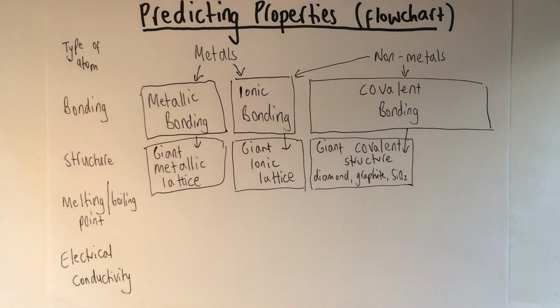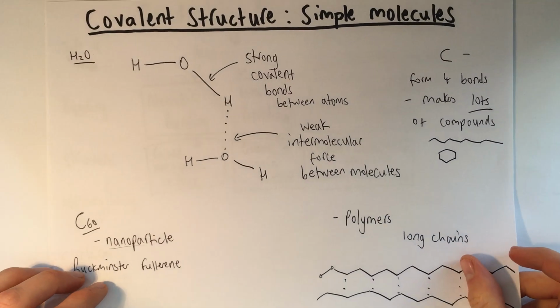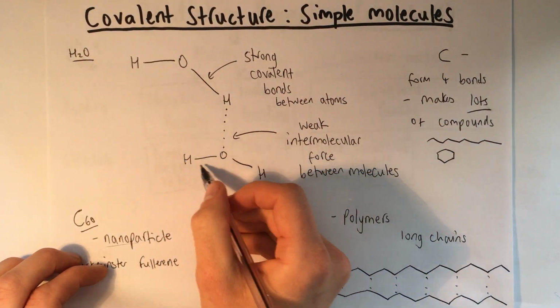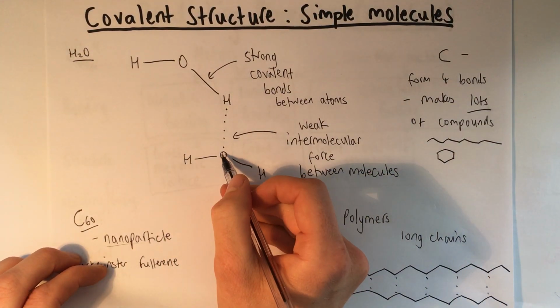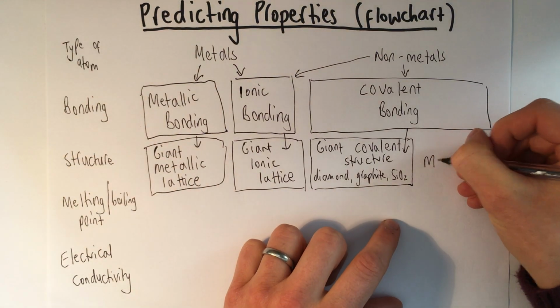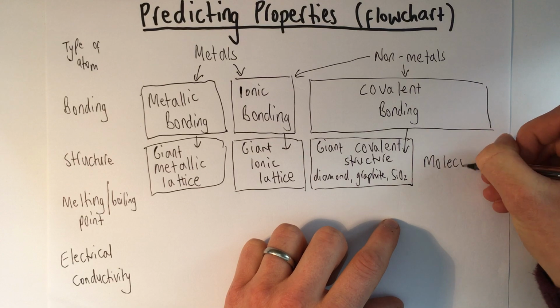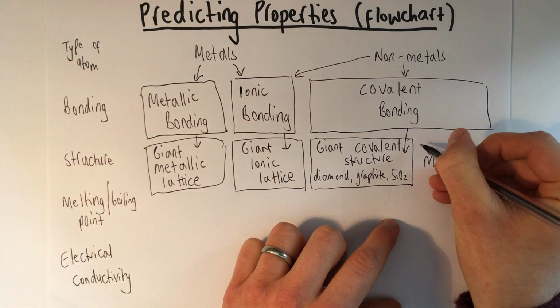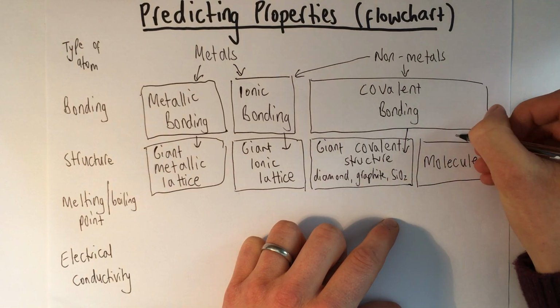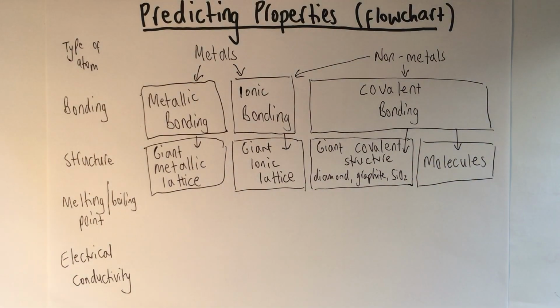Pretty well everything else makes a simple molecular structure. So just molecules, this is water for example, a molecule's got two hydrogen and one oxygen atom. That's more common. Okay, those are our types of structures.